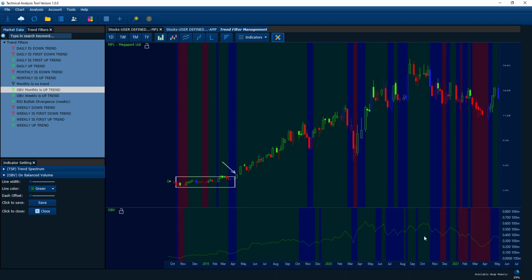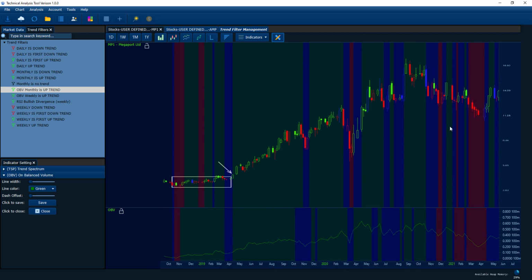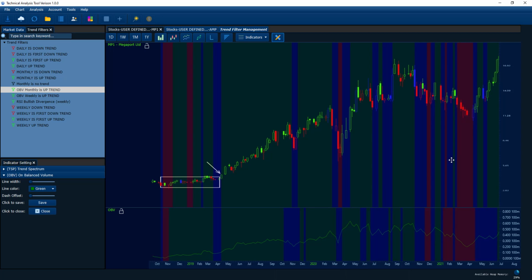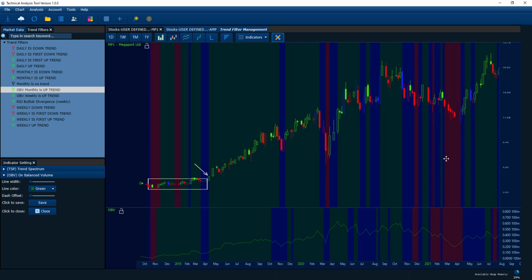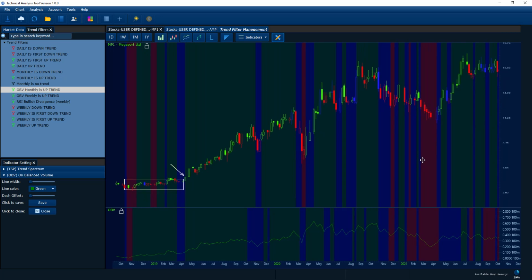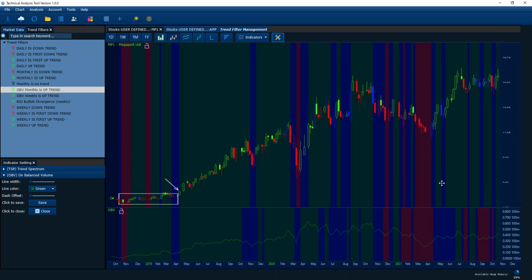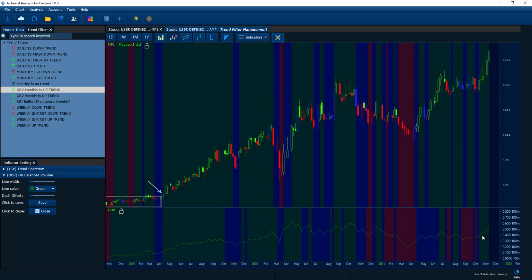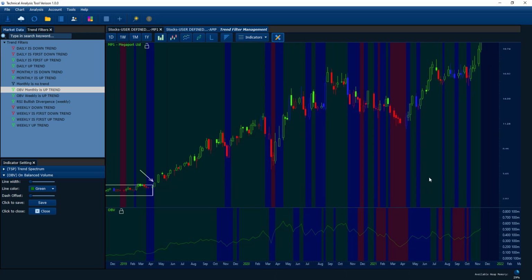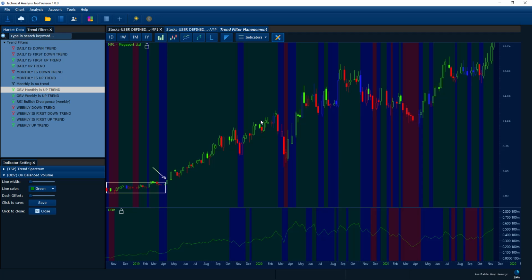So here it's moving in a temporary downtrend along with the price correction, but after the correction, OBV is moving in the blue, and the price is also moving in the blue, and here it's returning back to green. So you can apply the trend spectrum on the indicators as well.